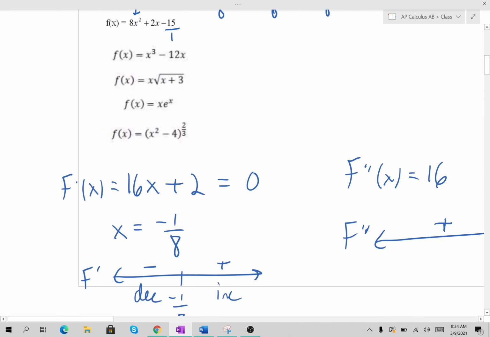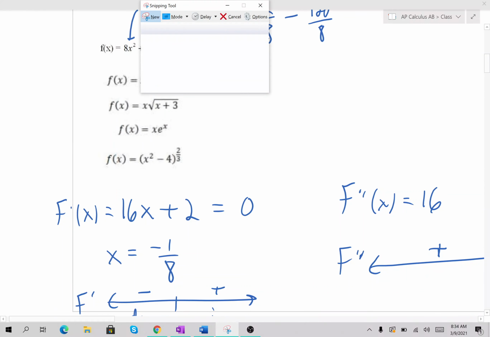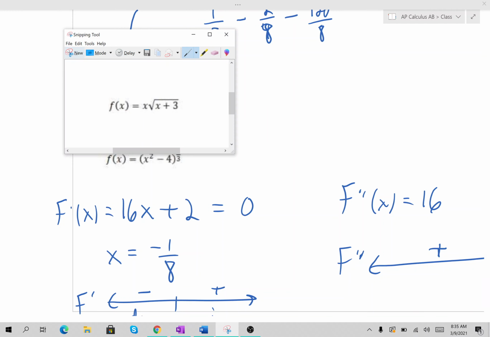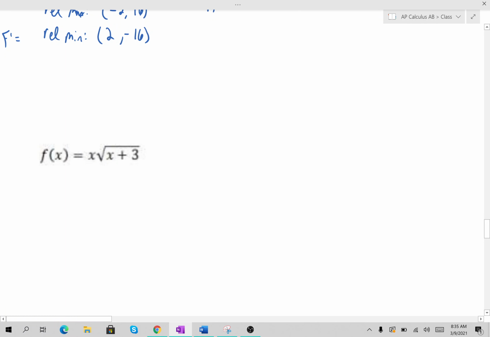The next one's a little pain because it's got a square root. Where is it? There it is. All right, keep in mind when you see a square root, what's inside of that thing has to be positive. We're not going to take the square root of a negative number.